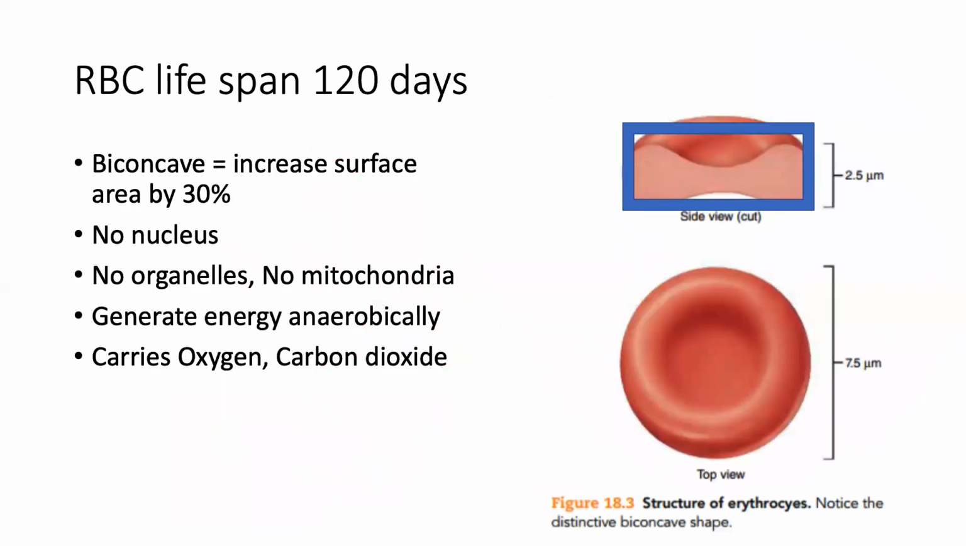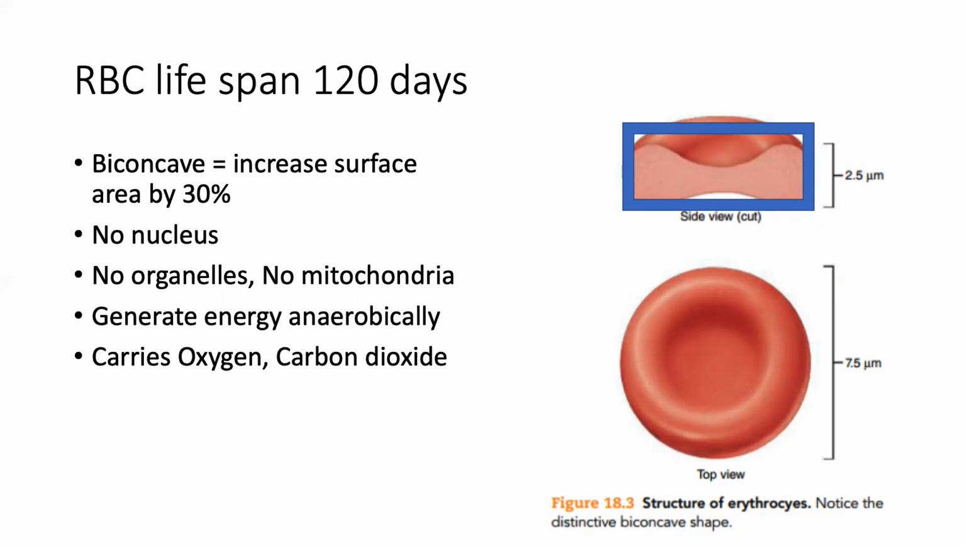The lifespan of the RBC is 120 days. And as we know, it is a biconcave structure. By making a biconcave structure, it increases its surface area by 30%. And there is no nucleus, no organelles, no mitochondria in RBC. It generates its energy anaerobically. Its job is to carry oxygen.